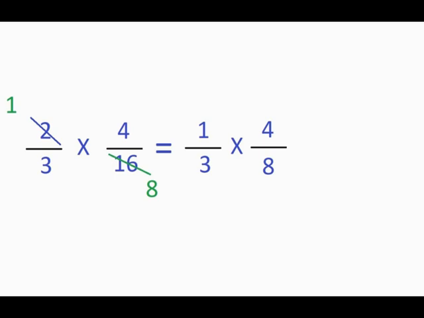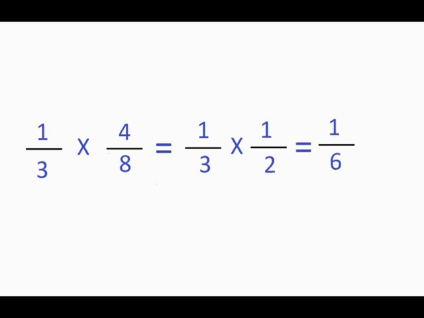Can you do the same thing by canceling factors? Well, let's find out. 16 divided by 2 is 8. Well, here's your 2 up here. And here's your 16 right here. If we do that canceling factors thing, what we're actually going to end up with is a fraction of 1/3 times 4/8. Just like that. Well, that's simpler to solve. Well, we can solve this a little bit more.